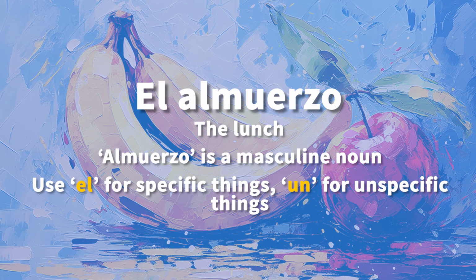You use definite articles like el, la, los, las when talking about something specific, when it's equivalent to the, while you use indefinite articles like un, una, unos, unas when talking about a broader topic or something unspecific, equivalent to a, an, or some.